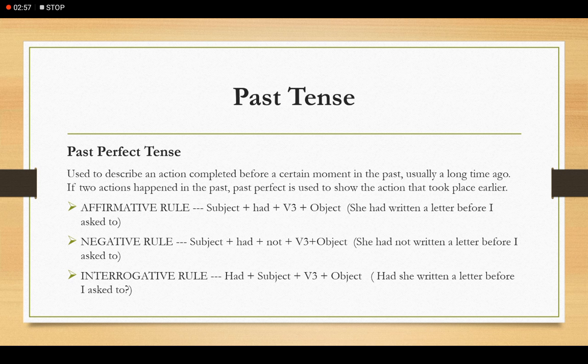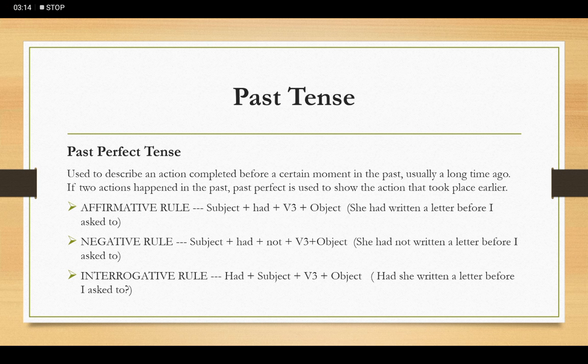She had written a letter before I asked her to. So you see two verbs, had written and asked. So one is simple past. So before I asked her to write a letter, she had already, that means, written a letter.